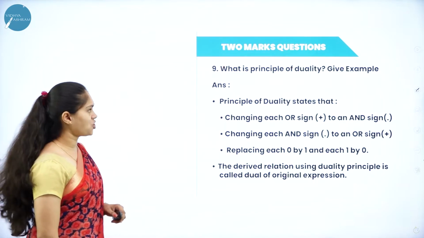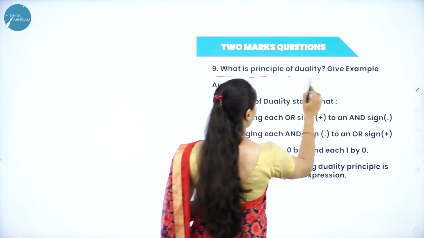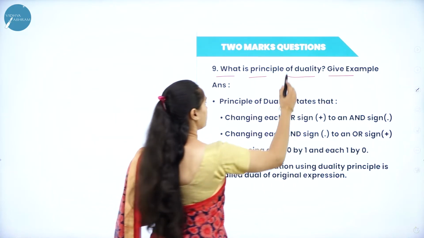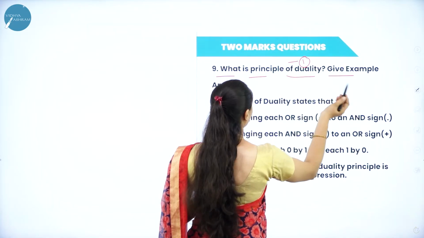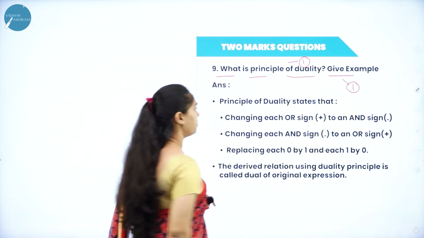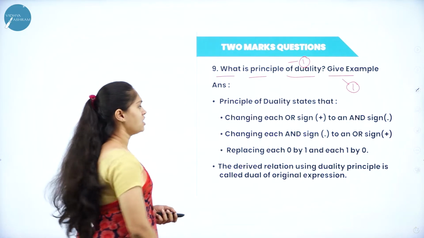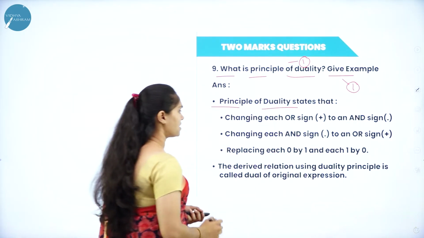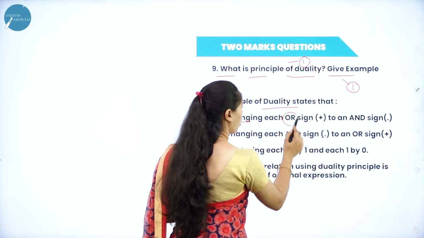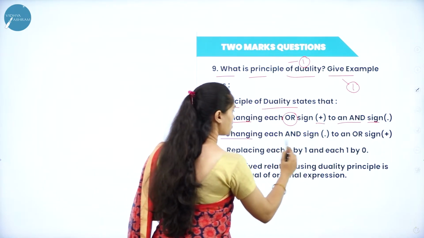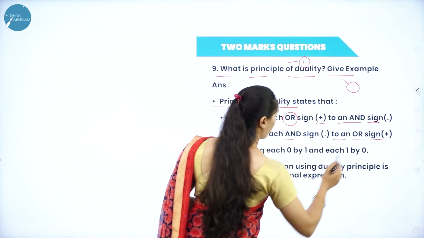We'll see the next question. What is principle of duality? Give an example. So understand one thing. Principle of duality will be for 1 mark and giving an example will be for another 1 mark. What is principle of duality here? So this principle of duality states that changing each OR sign, that is plus, to AND sign, product, and changing each AND sign, dot, to OR sign, plus.